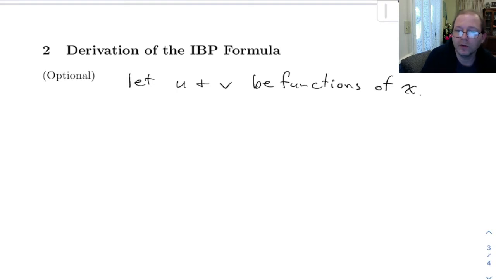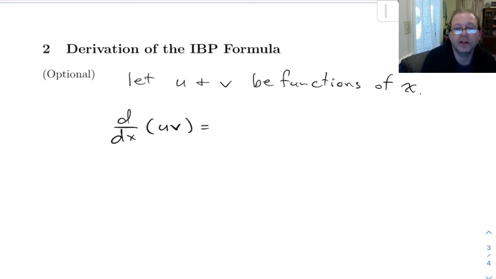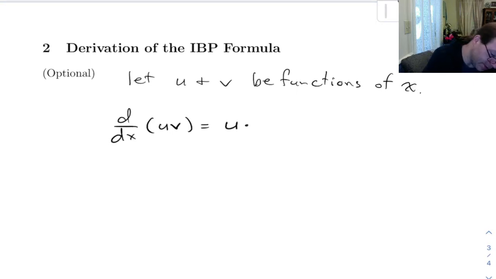All right, so now let's take the derivative of u times v. Now if you do that, you've got to use the product rule, and you get u times the derivative of v. Now I'm going to use the Leibniz notation here. U times the derivative of v with respect to x plus v times the derivative of u with respect to x.